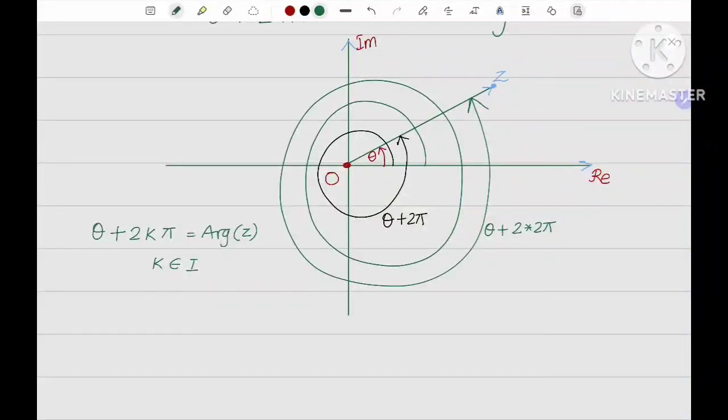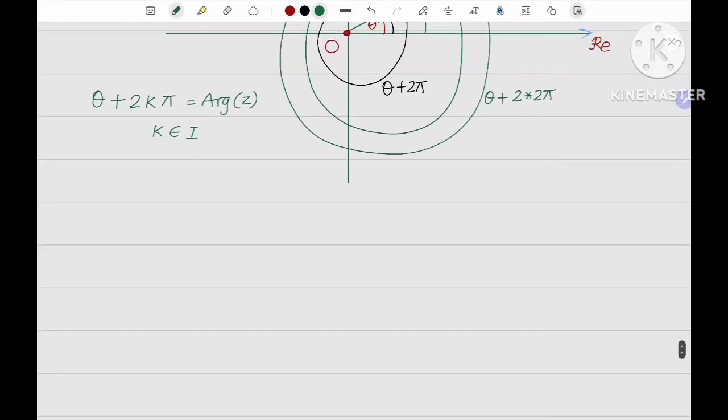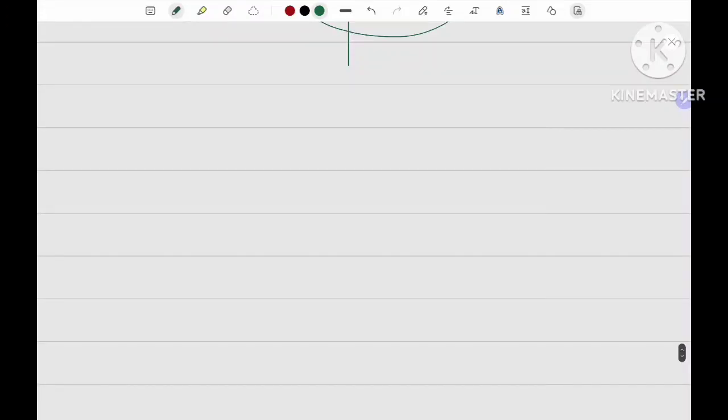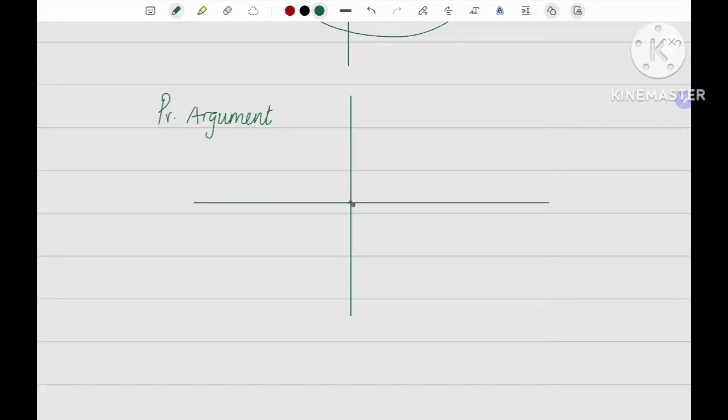That is understood, right? So this is the general argument, but there is something called the principal argument. I will write in short. So the principal argument is basically, if I measure the argument in such a way that I do not cross the real axis. So let us say if I have to reach here, then I will rotate this way.